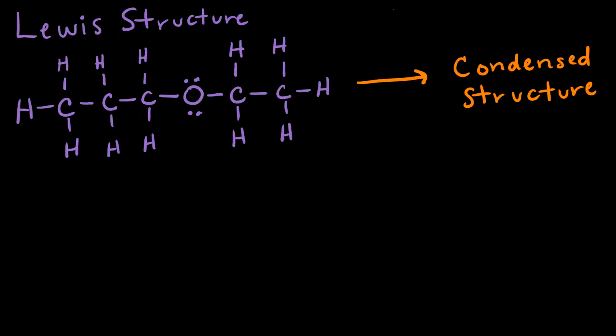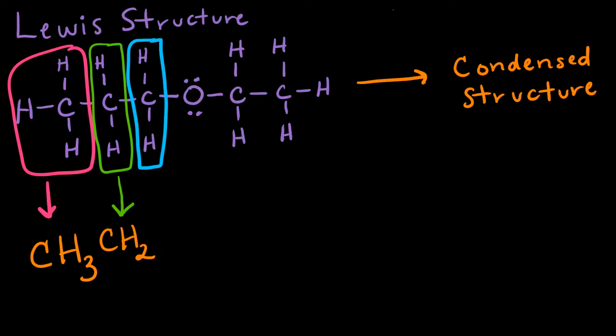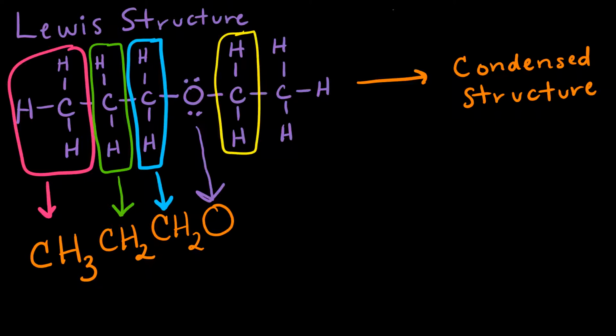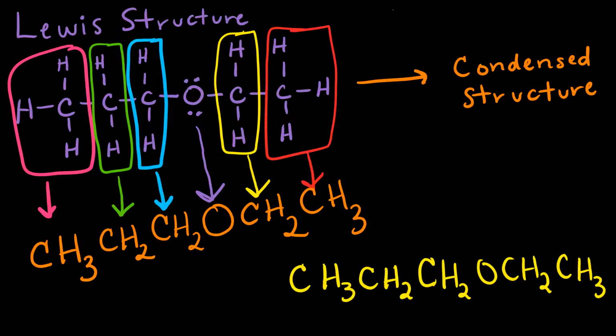The Lewis structure is shown in purple, and we are going to abbreviate the boxed atoms here in pink as simply CH3. Then we're going to move to the right and abbreviate the next group as CH2. Again, the next group, CH2. The oxygen we're just going to put in there as is. And then we're going to treat the next group in yellow as CH2, and then finally another CH3 at the end. So we would say that the overall condensed formula for this Lewis structure is CH3, CH2, CH2, O, CH2, CH3.